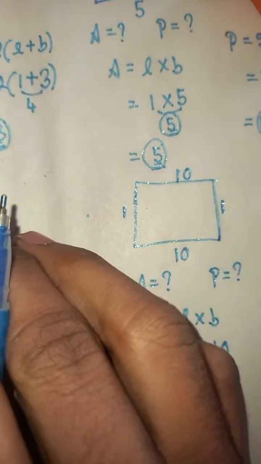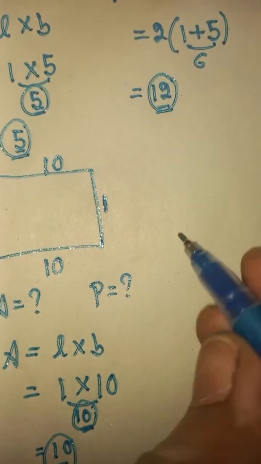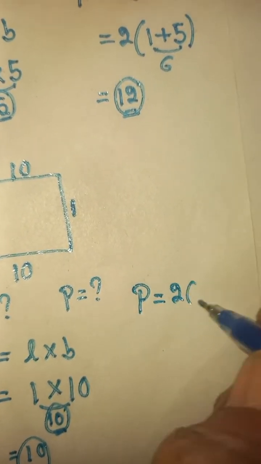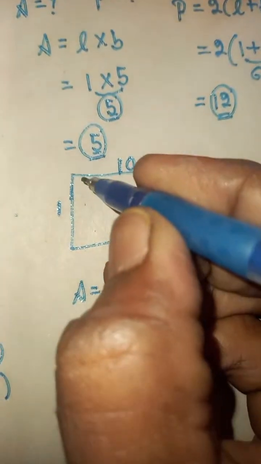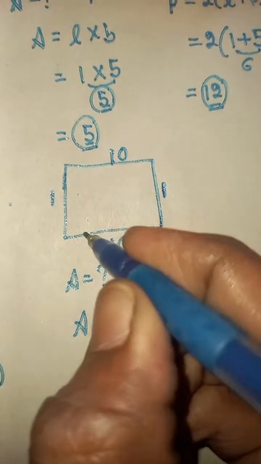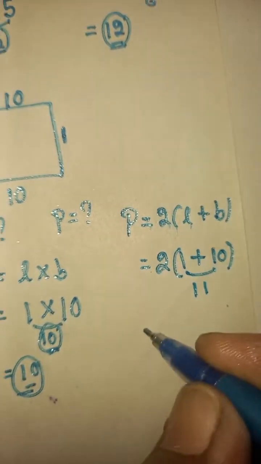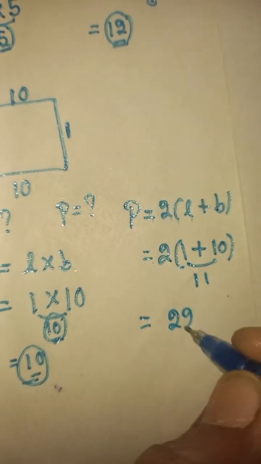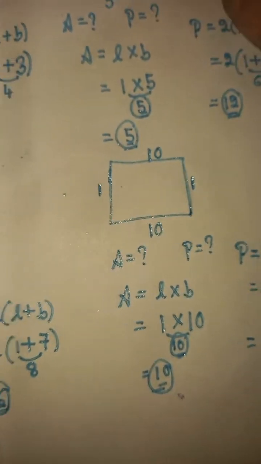Let's find out what's the perimeter. The perimeter of this rectangle, you can find as 2 times length plus breadth. That means 2 times, this is the length which is 1 unit, plus this is the breadth which is 10 units. 1 plus 10 becomes 11. 2 times 11 is 22. 22 units is the complete perimeter of this rectangle.